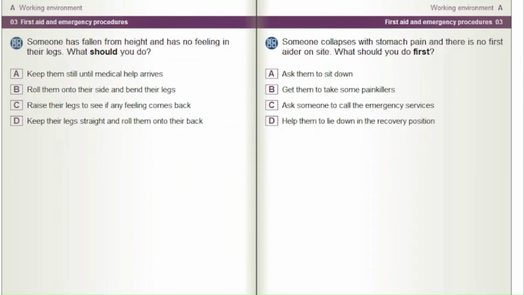Someone has fallen from height and has no feeling in their legs. What should you do? Keep them still until medical help arrives. Roll them onto their side and bend their legs. Raise their legs to see if any feeling comes back. Keep their legs straight and roll them onto their back.